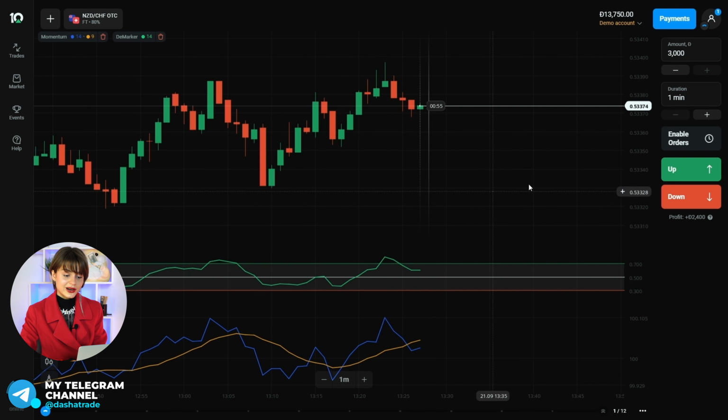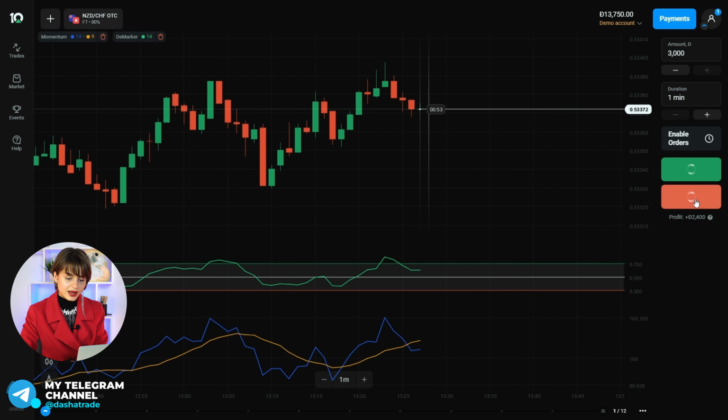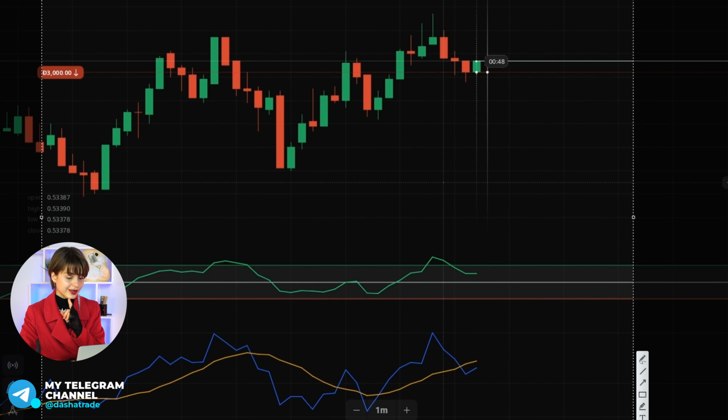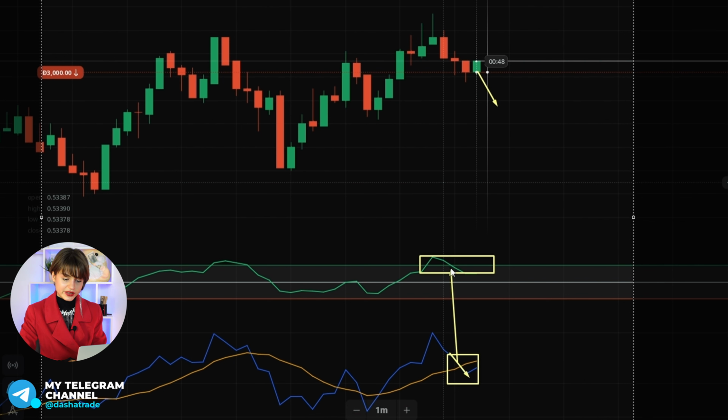Okay, I just saw another intersection. Let's open a deal with lower for 1 minute. Okay, in this case, there's an intersection on momentum indicator happening, first of all. And here, blue line is intersecting the yellow one from top to bottom, which is a signal to bet lower. If you watch the maker indicator, you'll see intersection is formed when leaving overbought zone.